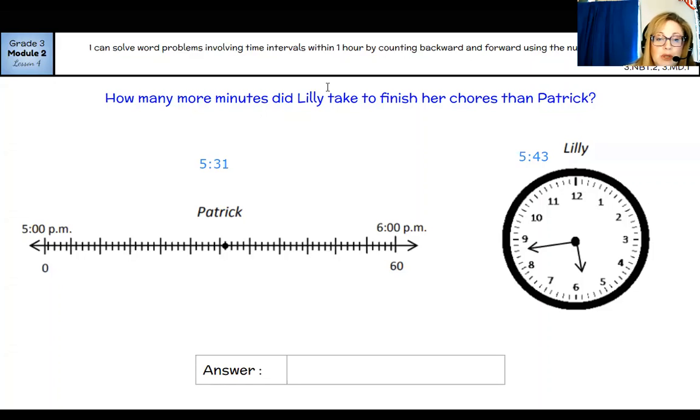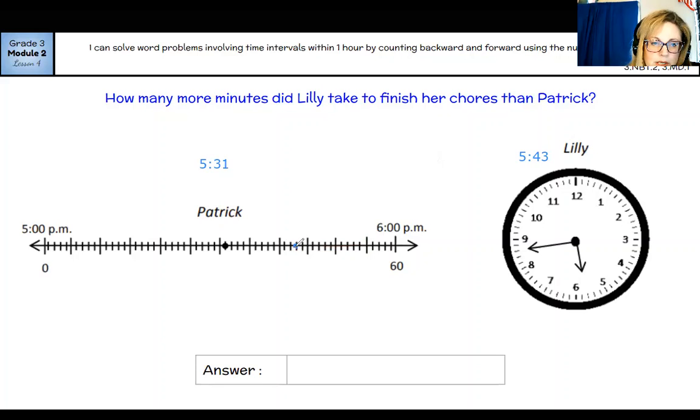So I could actually plot her time on the timeline, couldn't I? So here's 31, 32, 33, 34, 35, 40. So 43 would be between 40 and 45: 41, 42, 43. I'm going to go ahead and put a little dot where her time was. So let me grab the pencil, and I'm going to put a dot where she was on this timeline.